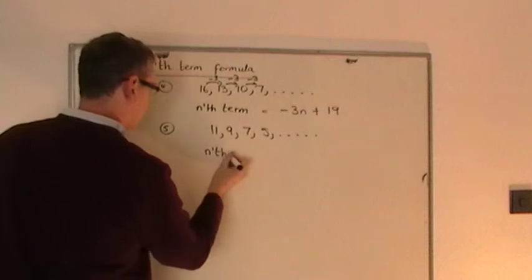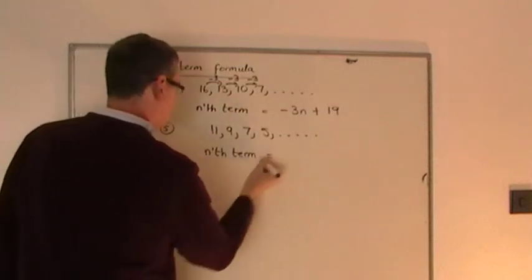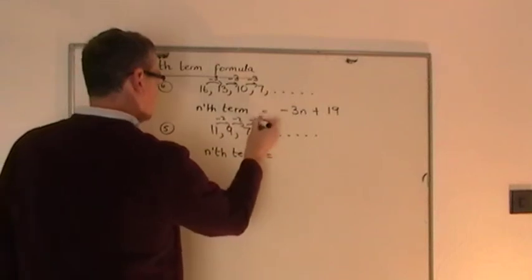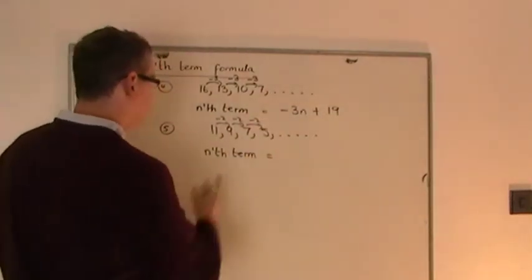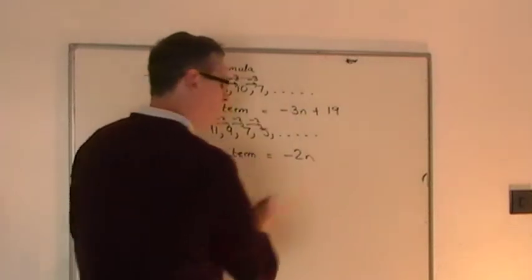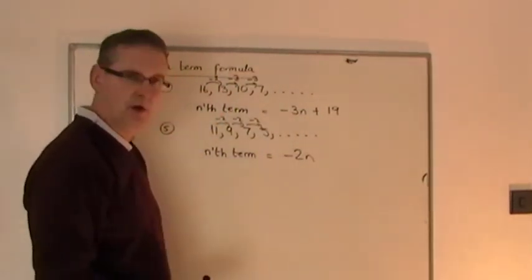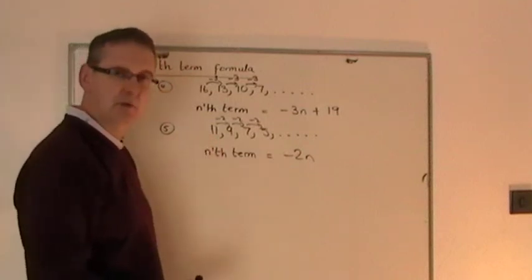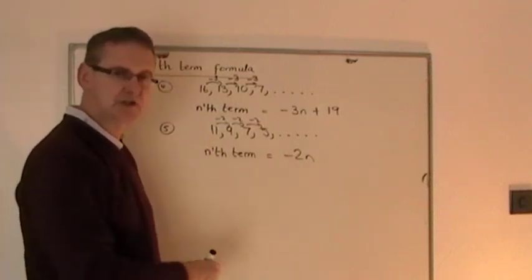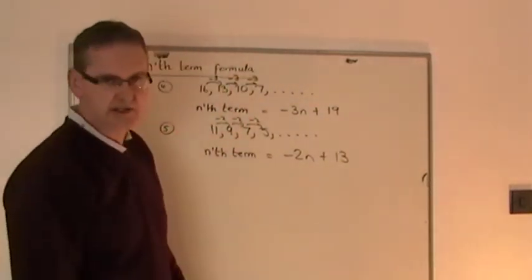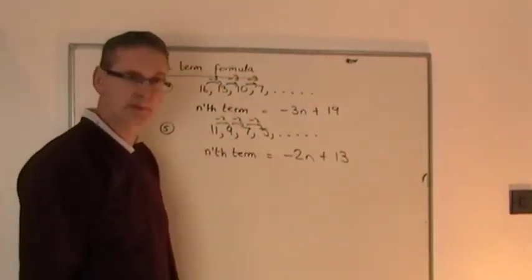The nth term formula would be, well, this time you're subtracting 2 each time. Nice common pattern going on. If it's minus 2, the nth term would be minus 2n. Minus 2 times 1 gives you minus 2, but I want it to be 11. To change minus 2 into 11, you need to add 13. And so that's the compensation. And there you go, there's the formula.